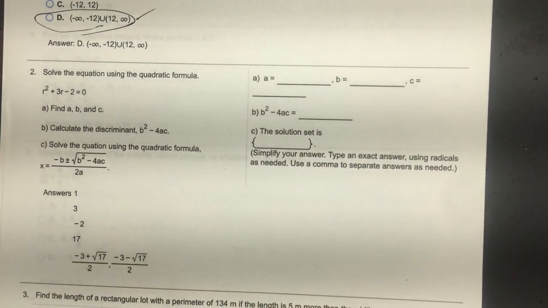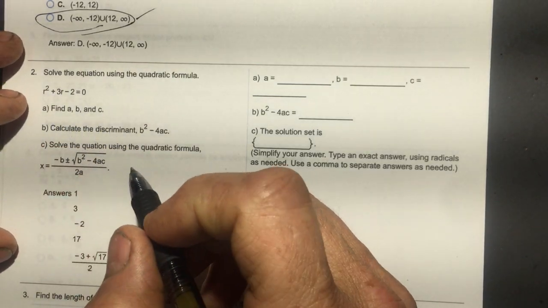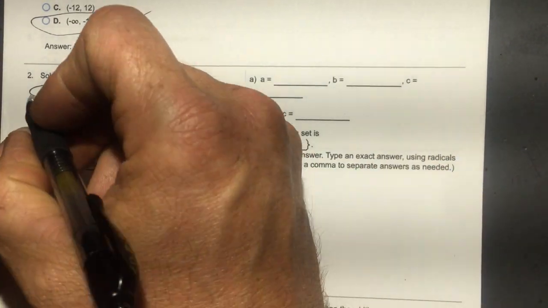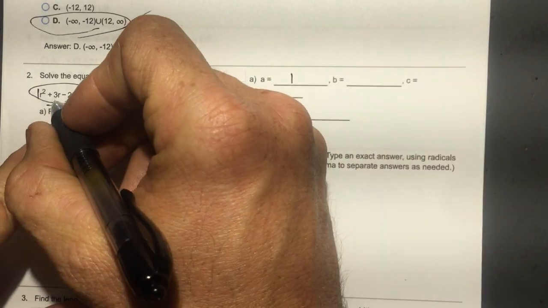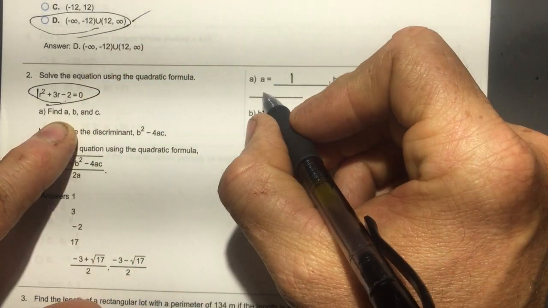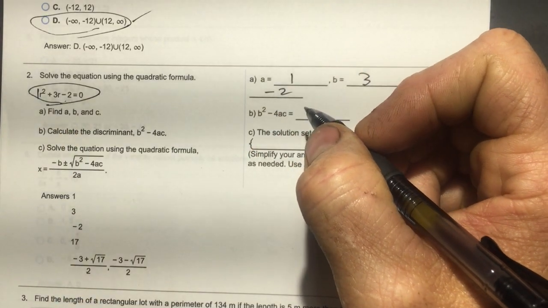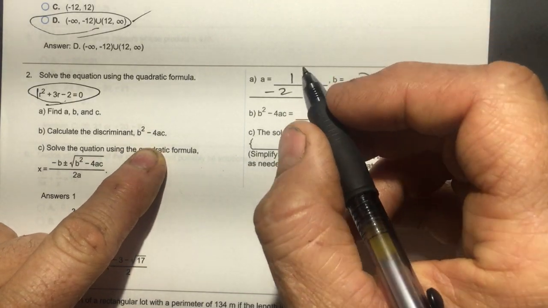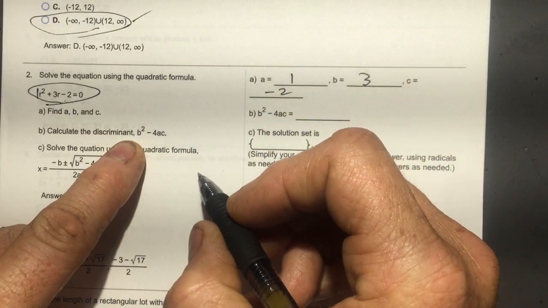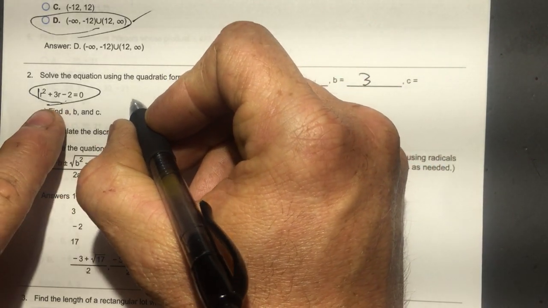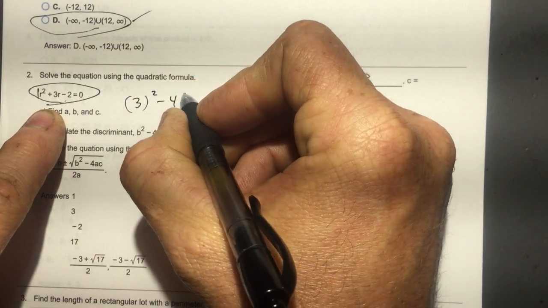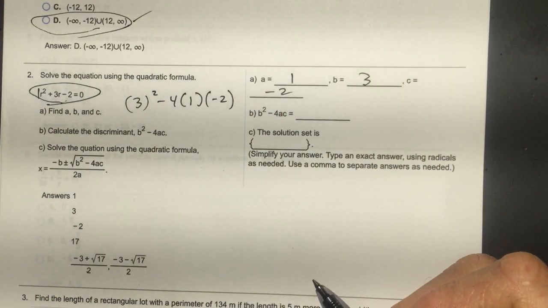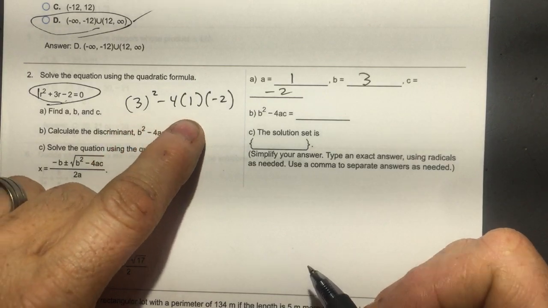Number 2. Solve this equation using the quadratic formula. This is broken down in steps. It says find a, b, and c. My a is 1, my b is positive 3, my c is negative 2. Now let's break it down to the discriminant. Find the discriminant, which is b squared minus 4ac. So that's 3 squared minus 4 times a, which is 1, times c, which is negative 2. So it's going to be 17.